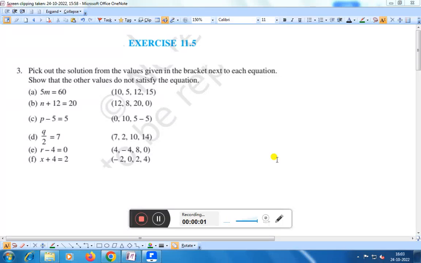Hello everyone. Today we shall discuss exercise 11.5 question number 3. Pick out the solution from the values given in the bracket next to each equation so that the other values do not satisfy the equation. Let us take question number A.